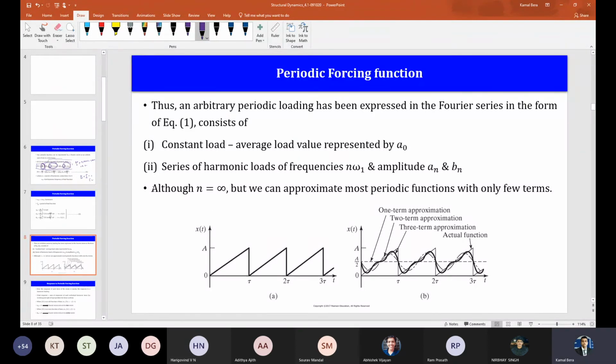As I already told you, although n goes to infinity in the series, you can approximate most periodic functions with only a few terms. Let us see here. This is a periodic function repeating after an interval of tau. You see the one term approximation is very bad. It is just a horizontal dashed line, no approximation at all. Two terms, quite good. Three terms, better. So this is the actual function, and if you increase the number of terms in the Fourier series, you will come closer to the actual function.